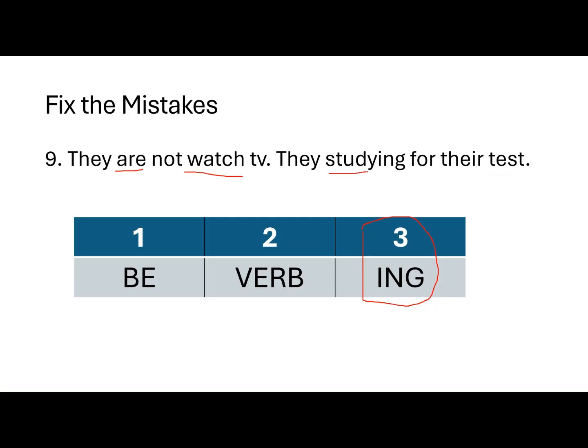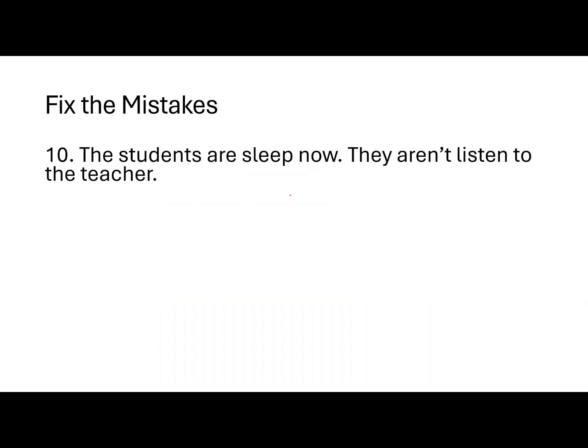In the second sentence, I have study. That's the verb. I have ing, so I have 2 and 3, but what I don't have is the number 1. I need the verb be. So it should be they are studying for their test. They are not watching TV. They are studying for their test.